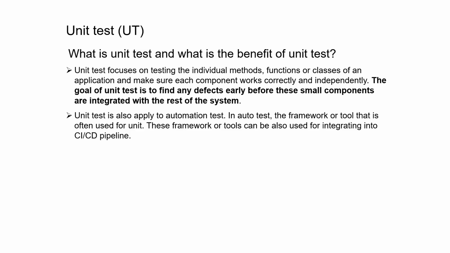Unit test is the first step in testing a software program. It focuses on testing the individual methods, functions, or classes of an application. It makes sure each component works correctly and independently. The goal of unit test is to find defects early before these small components are integrated together. Usually, unit test is conducted by developers and is based on code.